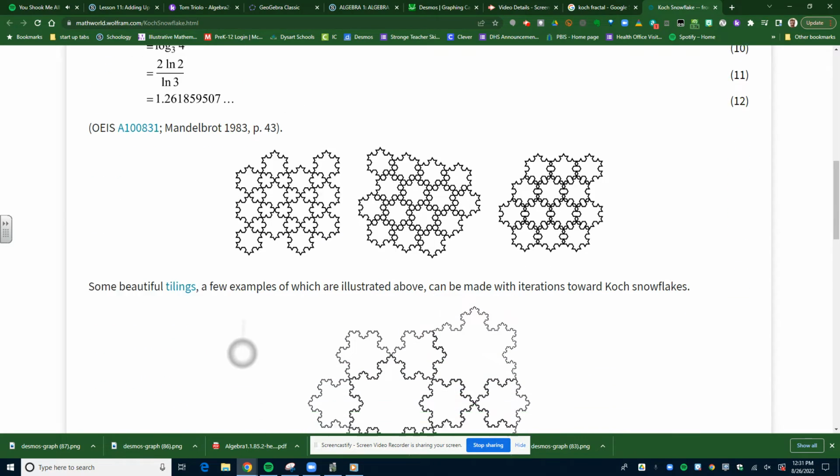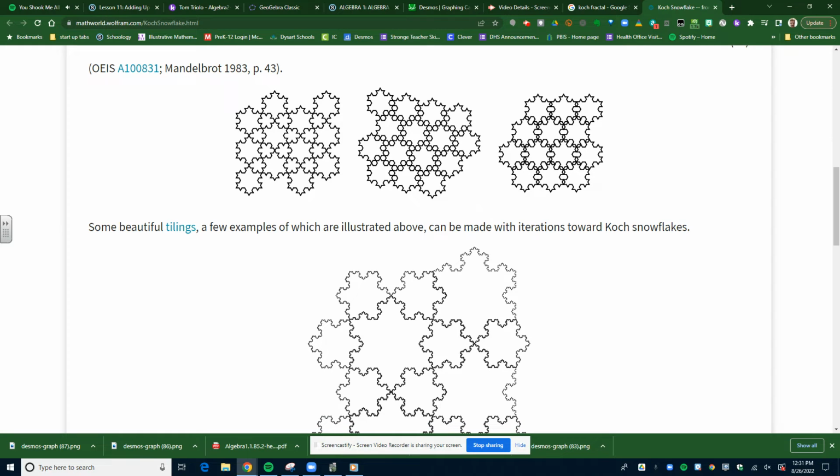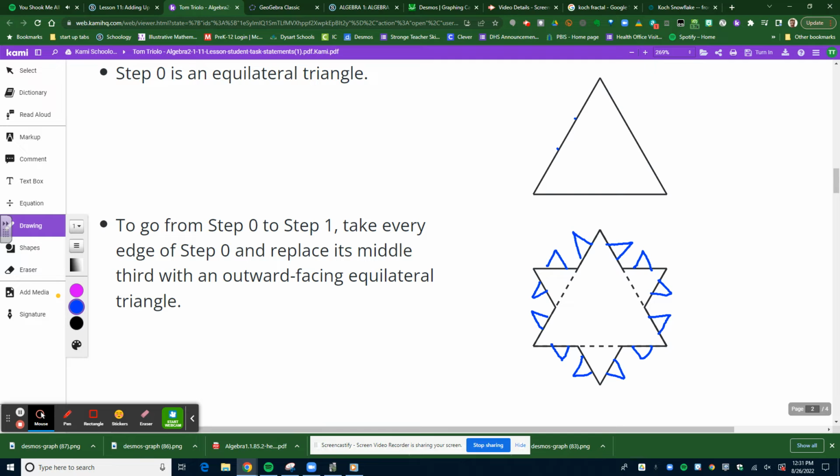So, anybody know what this type of figure is called in general? Besides snowflake, when every piece is really the same, only smaller. Fractal. Okay. We talked about it a little bit when we did Sierpinski's triangle. So this is called a Koch snowflake. So let's come back.